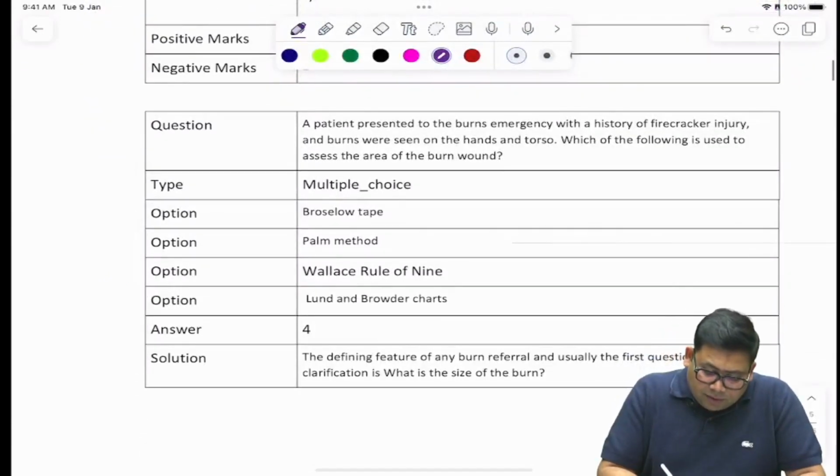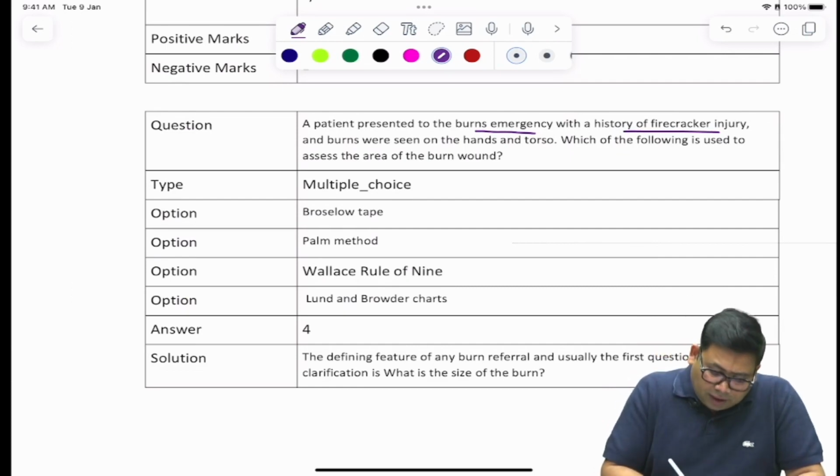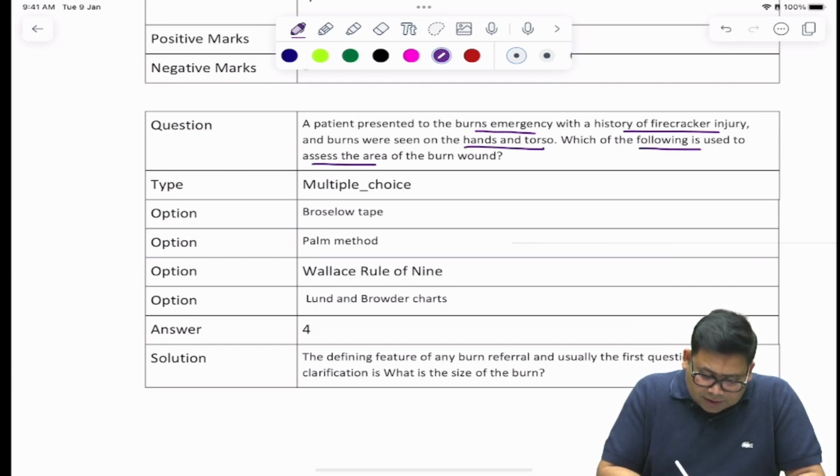Next is a patient presented to the burns emergency with a history of firecracker injury. That's a combustible substance, so that's a flash burn. This is a case of flash burn with the burn seen on the hands and torso. Which of the following is used to assess the burn wound?